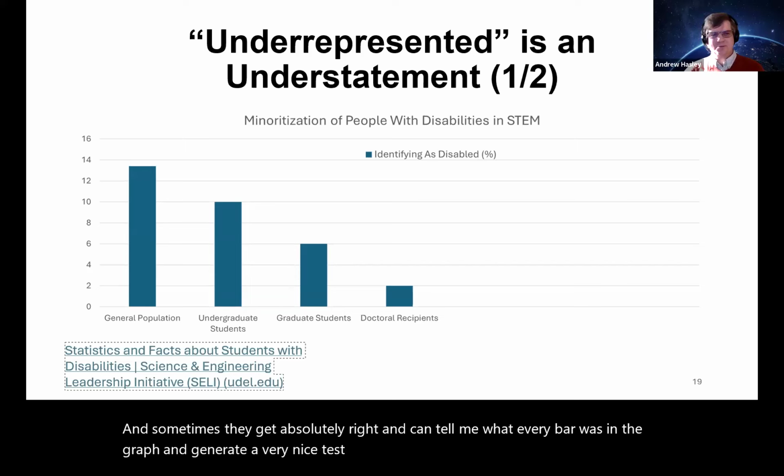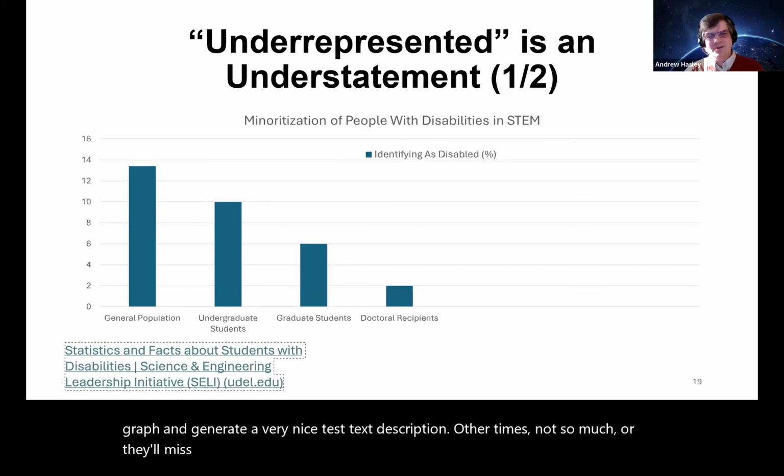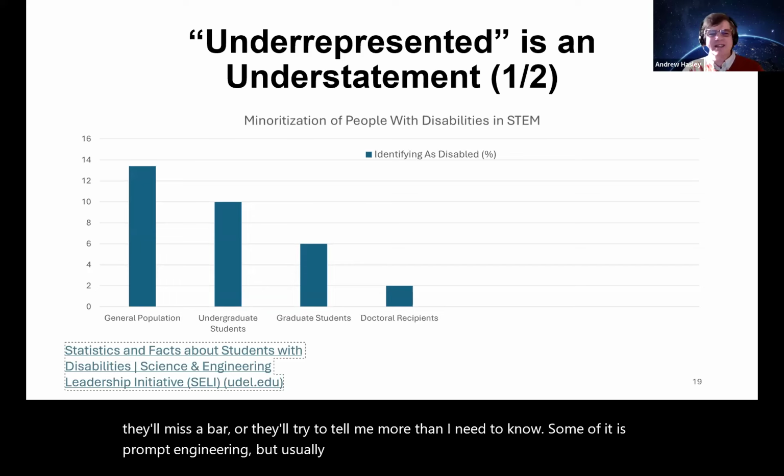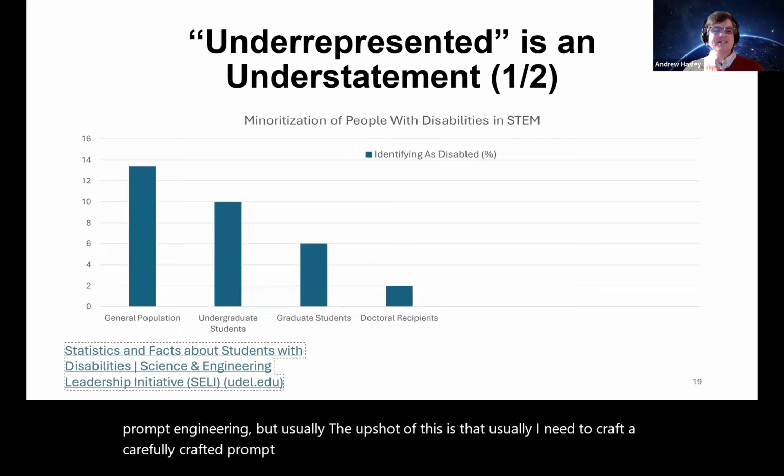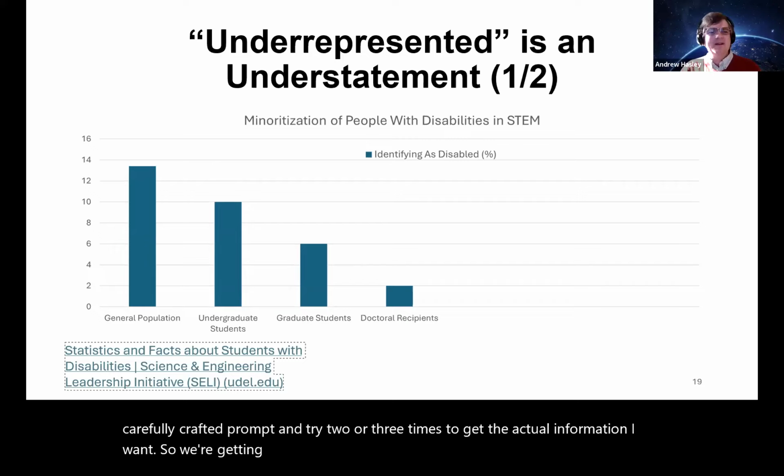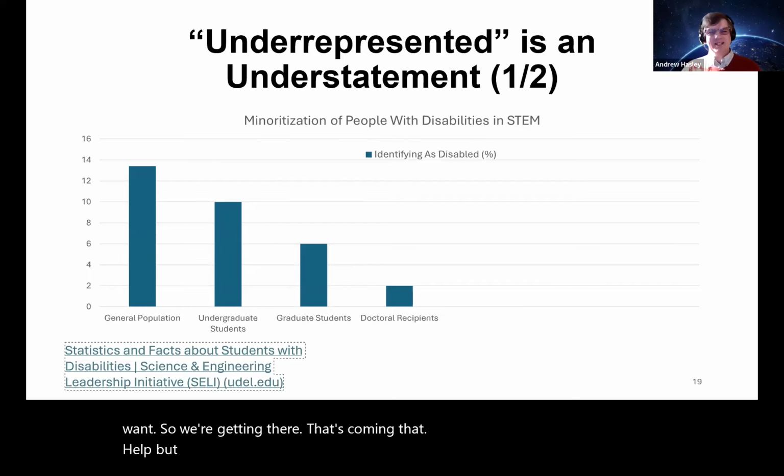Other times, not so much, or they'll miss a bar, or they'll try to tell me more than I need to know. Some of it is prompt engineering, but usually the upshot of this is that I need to craft a carefully crafted prompt and try 2 or 3 times to get the actual information I want. So we're getting there. That's coming. That will help. But at the end of the day, usually images are bad.